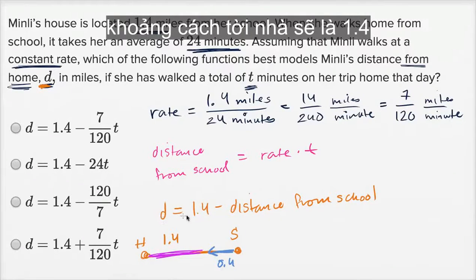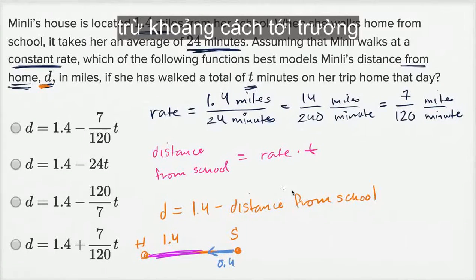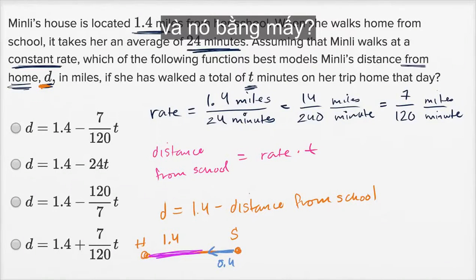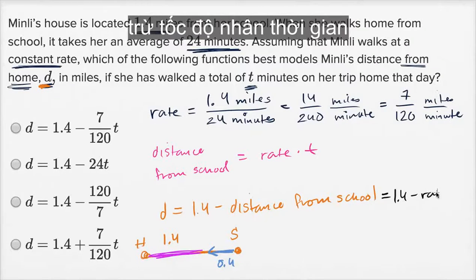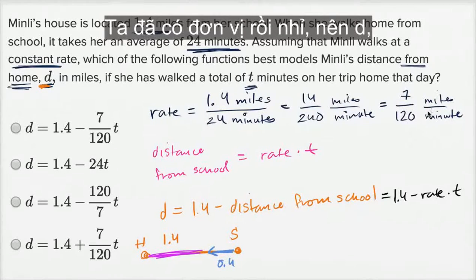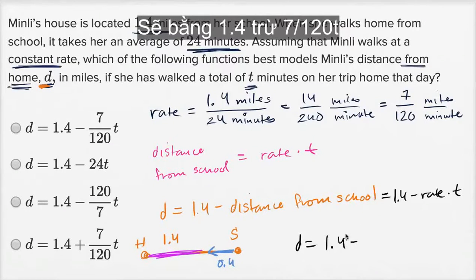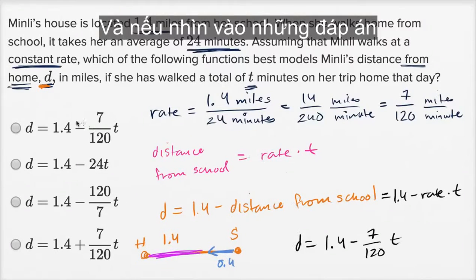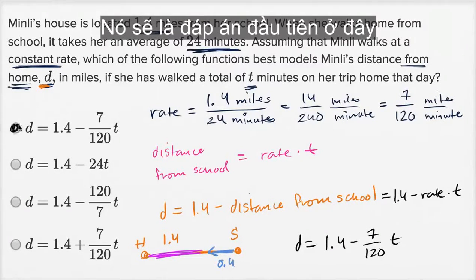So distance from home is going to be 1.4 minus the distance from school. And what's that going to be? Well, that's just going to be 1.4 minus the rate times the time. Well, what's the rate? 7/120. It's miles per minute. We got the units right. And so d is going to be equal to 1.4 minus 7/120 t. And if we look at the choices, that's going to be this first choice over here.